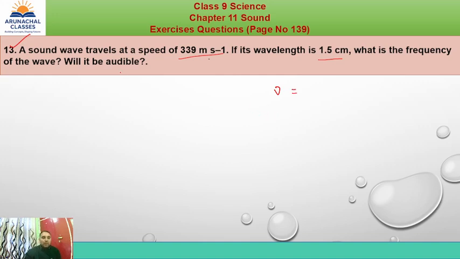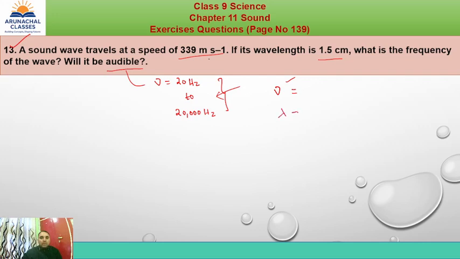So we have the previous knowledge that the sound which is audible to human ears should have a range of frequency from 20 hertz to 20,000 hertz. So if our answer of frequency comes between these two values, then we will consider that the sound is audible. So here we need to find the frequency.